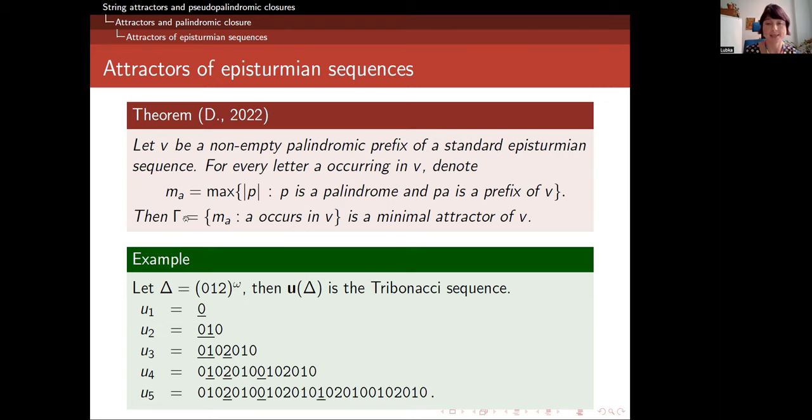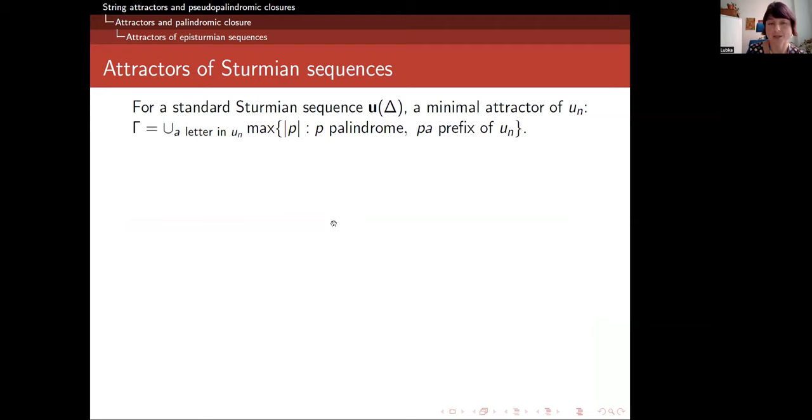But as I mentioned, it was not difficult to generalize these results to factors. I will mention that later. But let me now show also the proof, but not in its whole generality, just for standard Sturmian sequences. This will be the only proof that I will present, because I find it sufficiently understandable, sufficiently short.